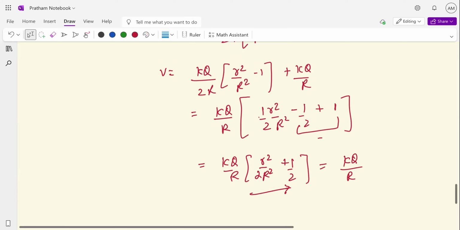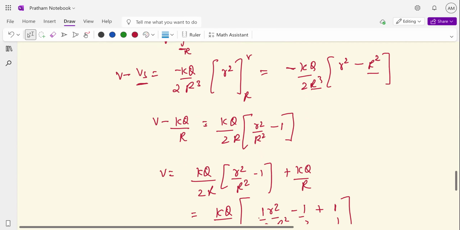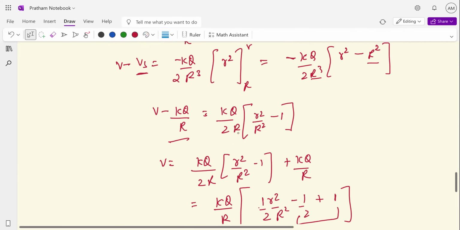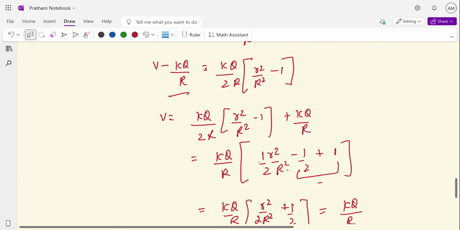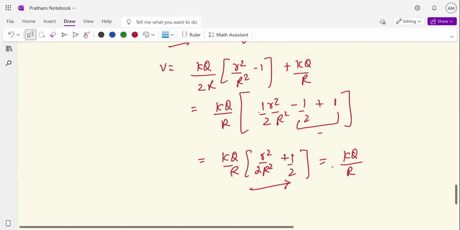Yes, we had some mistake, I think. Wait, let me check again. This equation was there. One R square I went with inside. This thing I took like this. This again I took like this. So this equation I have got right now: kq by 2 r cube, r square plus capital R square. Yeah, I think.